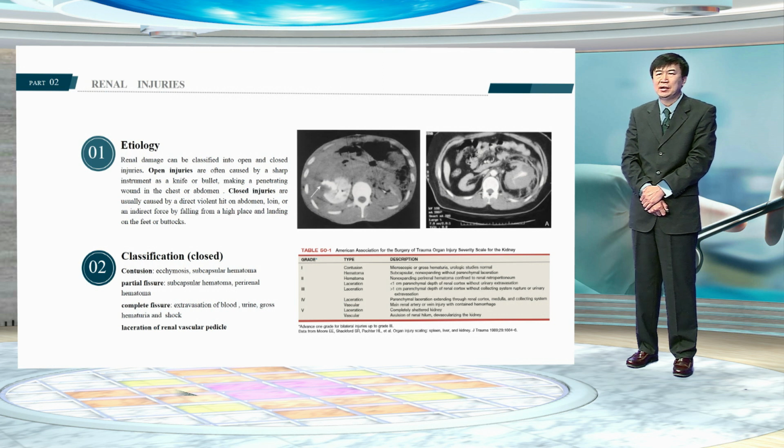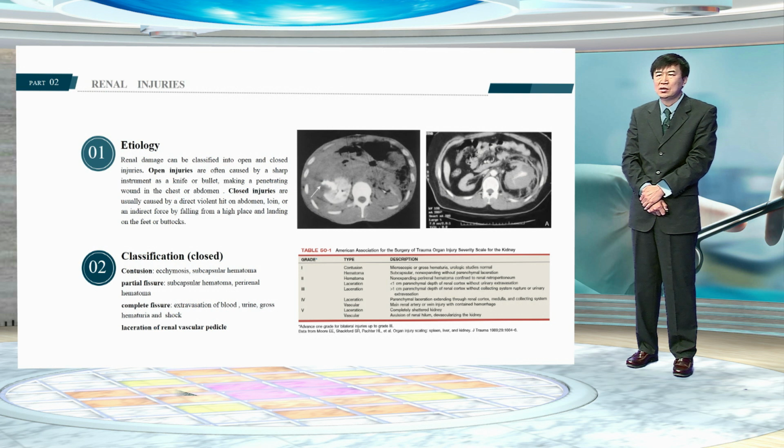This table is the American Association for the Surgery of Trauma Organ Injury Severity Scale for the kidney. In this system, renal injury is classified into 5 grades. In China, renal injuries are usually classified into 4 types: contusion, partial laceration, complete laceration, and injury of renal pedicle.